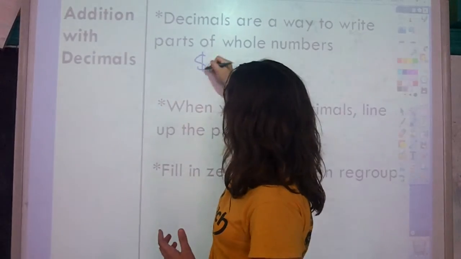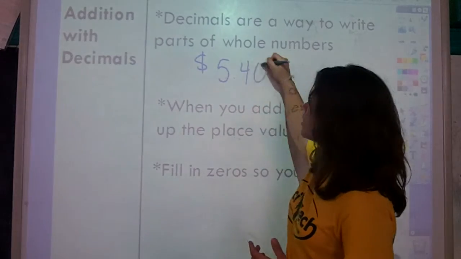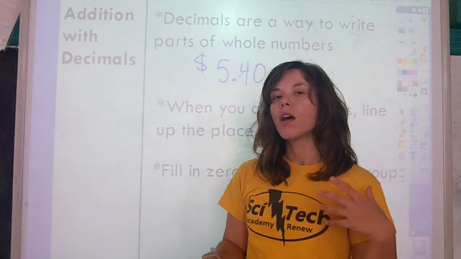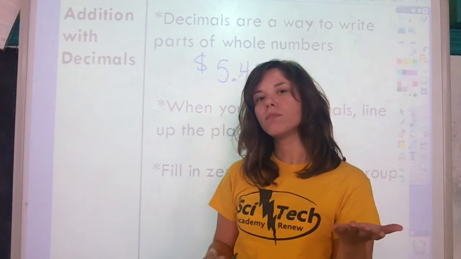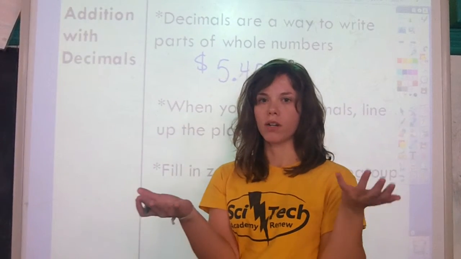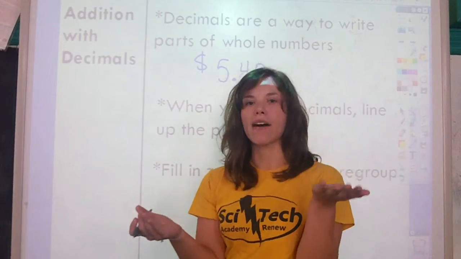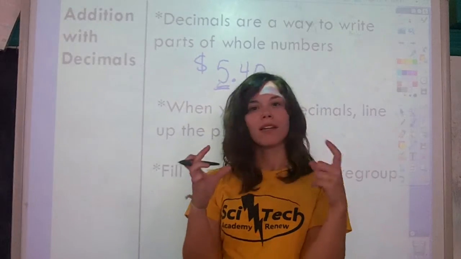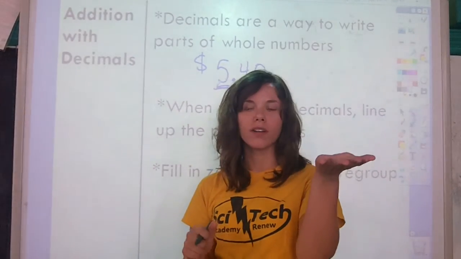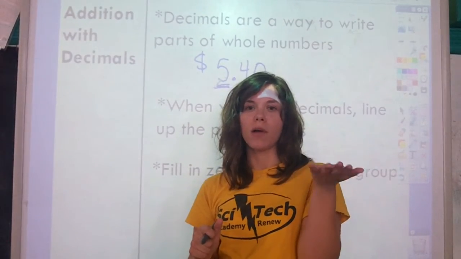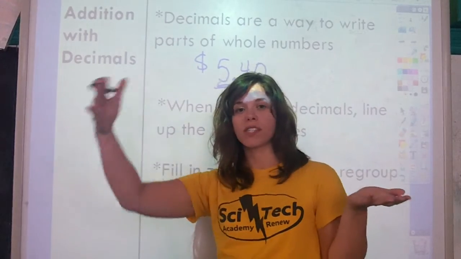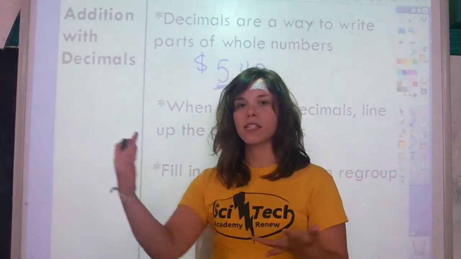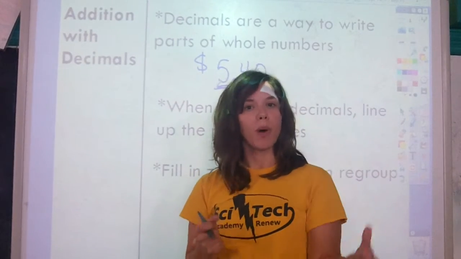If I tell you that I have $5.40, there's a whole number and there's a part of a number. The whole number that I have is 5. I have 5 whole dollars. It could be $5 bills, it could be one $5 bill, but then there's also this extra piece that I have, the 40 cents. We know that 40 cents is less than $1, it's only a part of it.